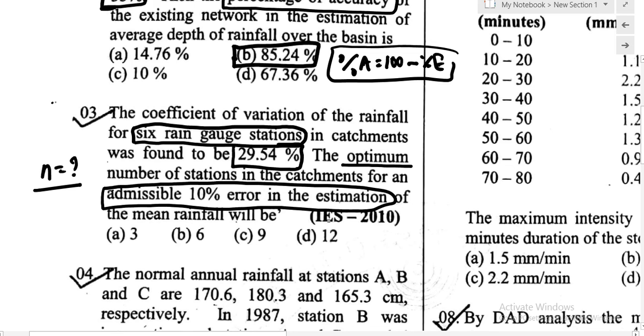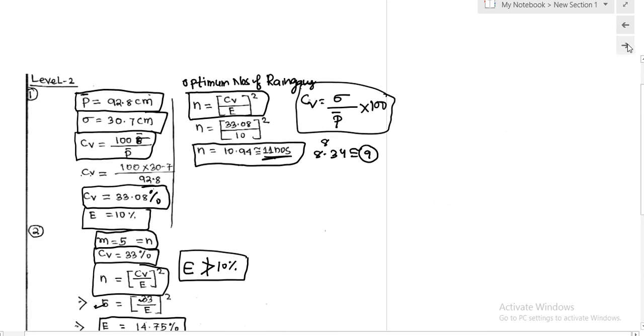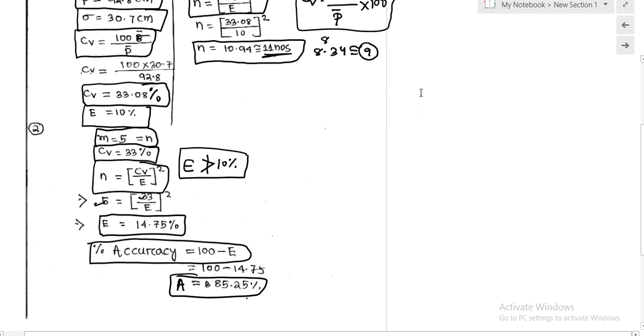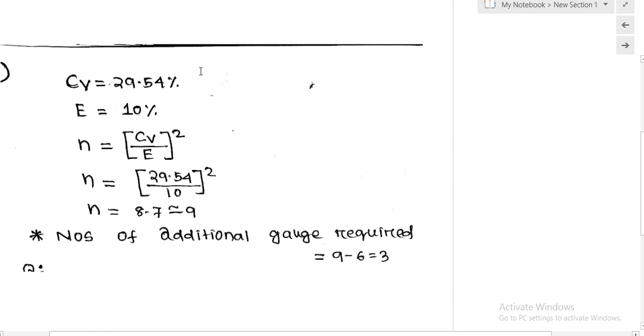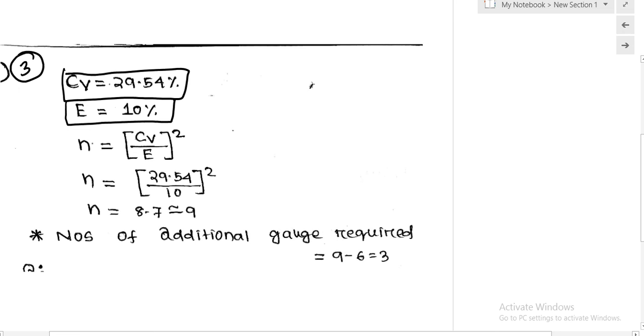So very easy. This n will be equal to the coefficient of variation divided by the admissible error, whole squared. Okay, it is very easy. So this is the answer to question number 3. The coefficient of variation is 29.54%, and the admissible error in the estimation is 10%.